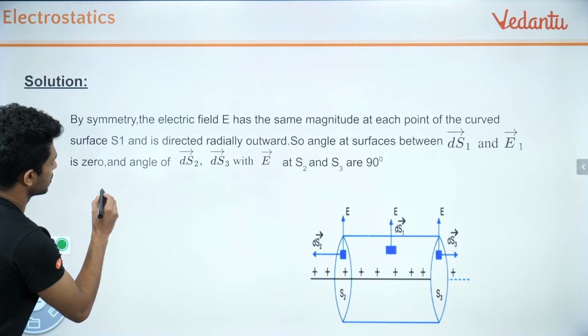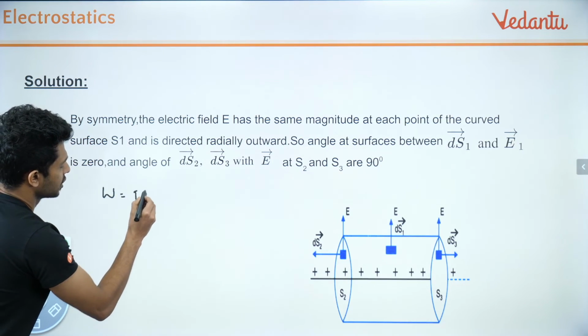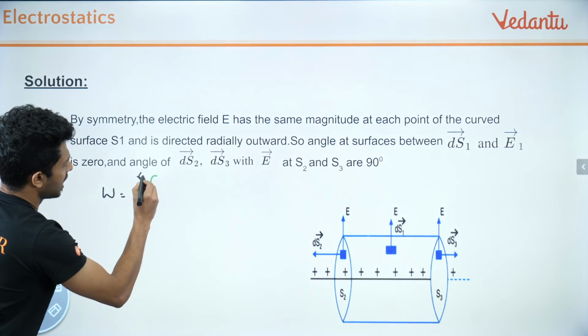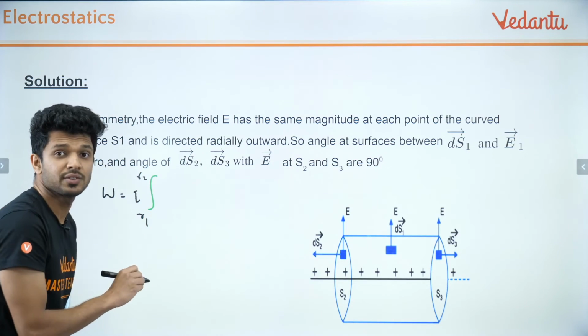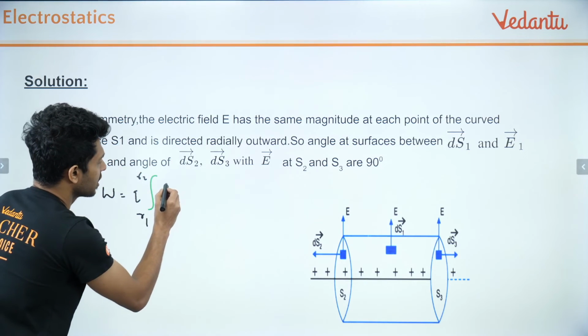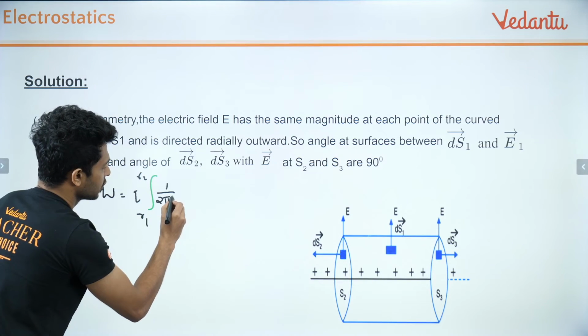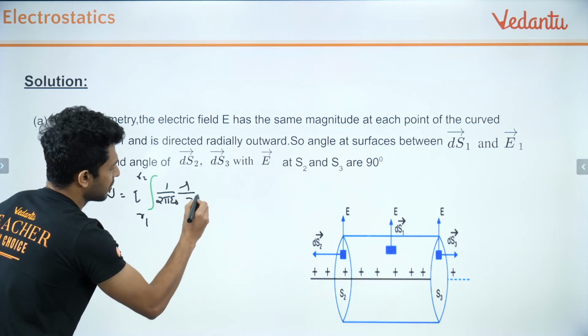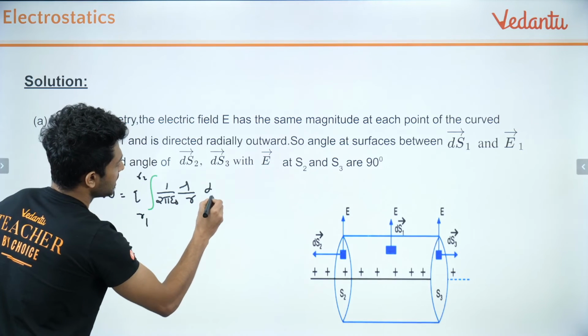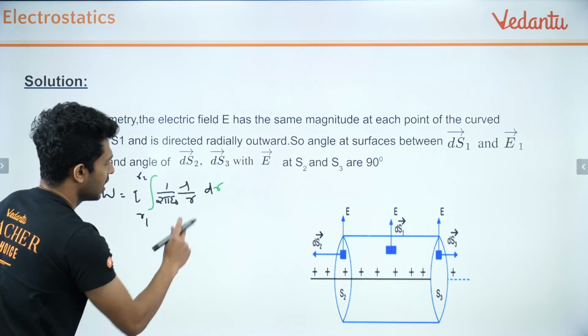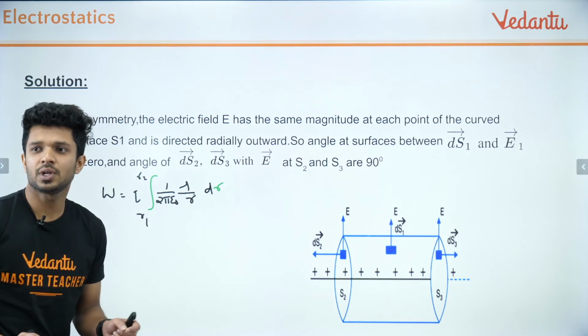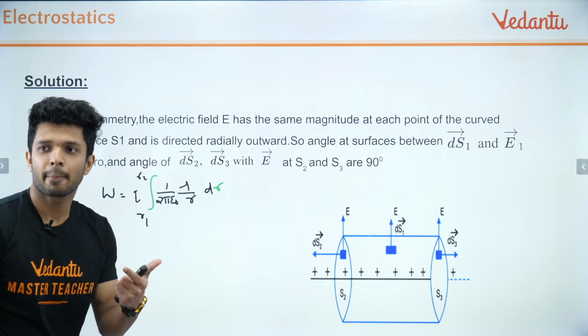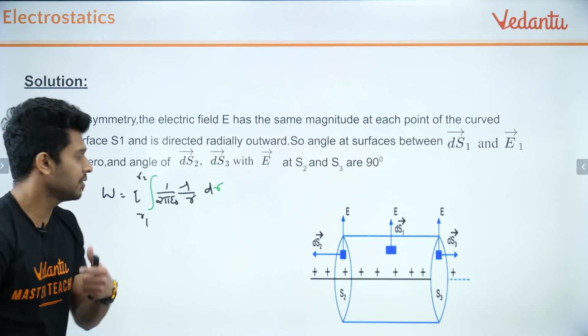So let me write it. Work done is equal to q into the integral from R1 to R2 of E dot ds. What is the formula for this E which we have found out now? That is 1 by 2 pi epsilon 0 lambda by r, E into dr. Yes or no, Aditya? Okay, good everyone.